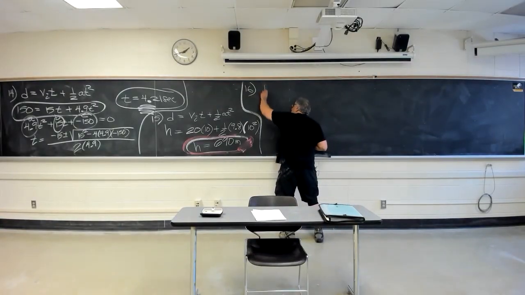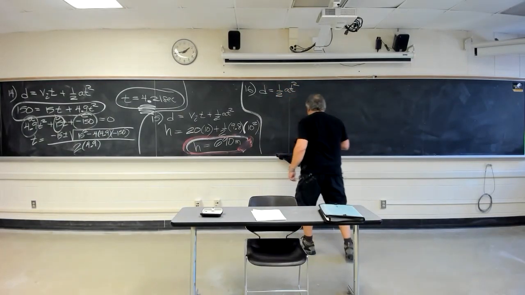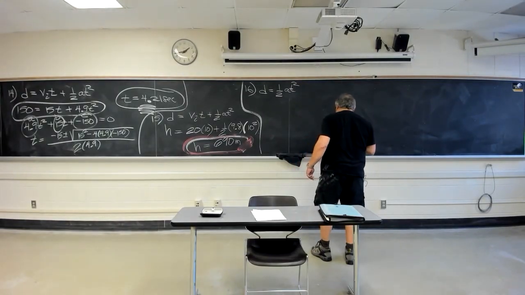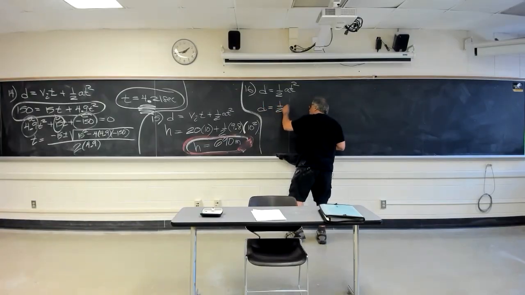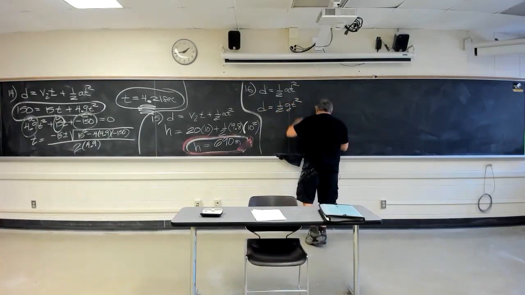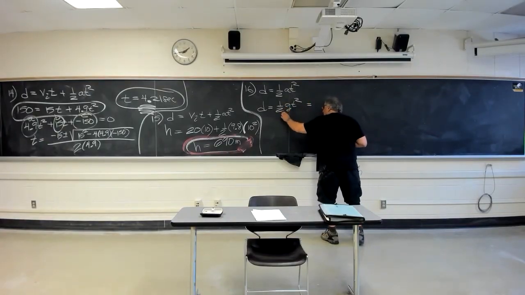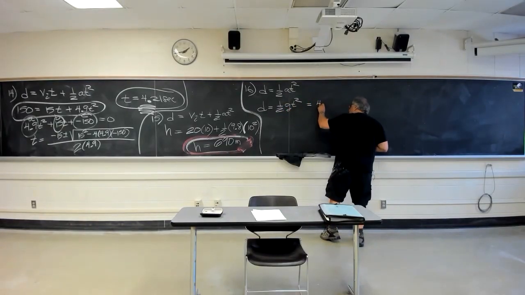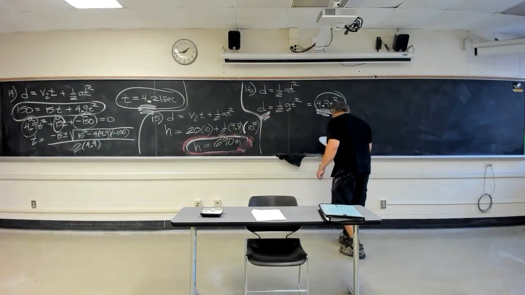Number 16. The way something falls: there is no vertical component of velocity, so it's 1/2 at squared. The d, the amount of fall, with a equal to g, is going to be 1/2 gt squared. G is 9.8. 1/2 of 9.8 is 4.9. This is what the answer is going to be if we can just find out what the time is. How long does it take to get there?